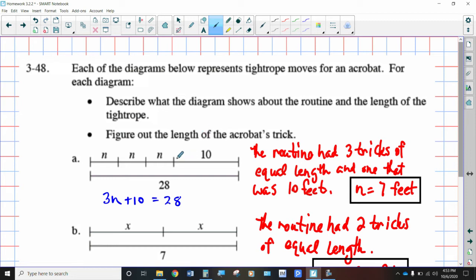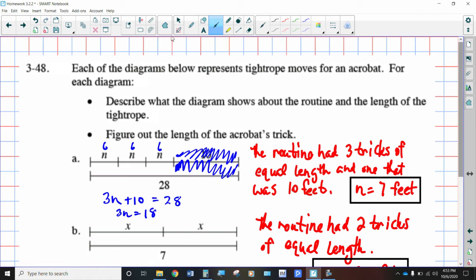So this is a perfect model for explaining why we do what we do when we solve equations. The first thing I would do is get rid of this 10 right there, which means I'm going to take away 10 of the 28, which leaves me with 3 n's is now equal to 18. And so if each one of those is the same length and they add up to 18, that means that each one of them has to be 6. So that means that n, wait, what, where?